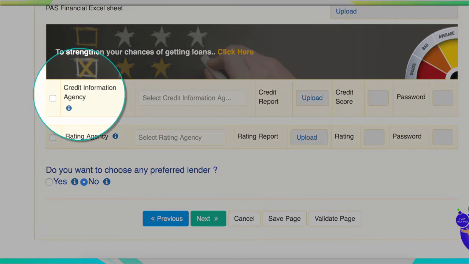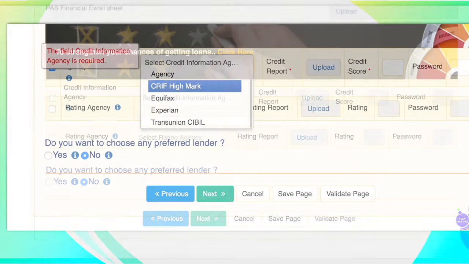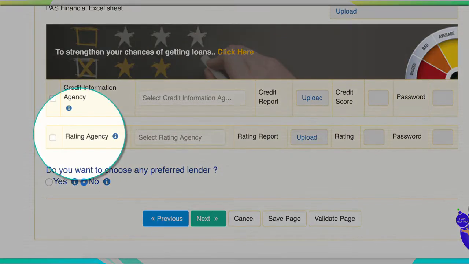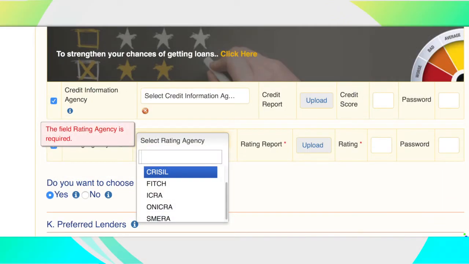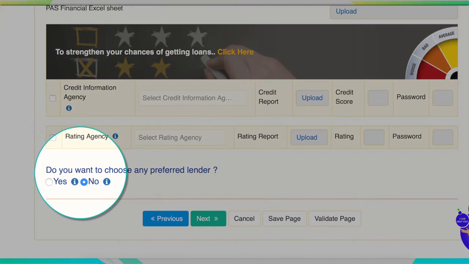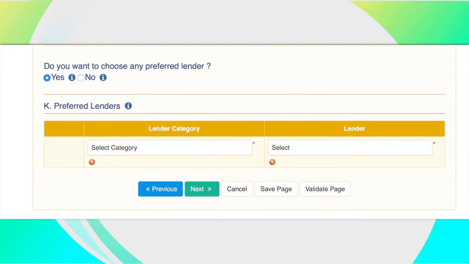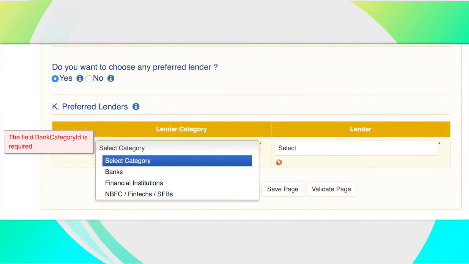Next, the applicant can select the credit information agency of which he or she possesses the credit report and can upload the same. The applicant can select the rating agency of which he or she possesses the rating report and can upload the same. The applicant can select the checkbox in order to choose the preferred lender of his choice. As soon as the checkbox is activated, additional fields get activated.